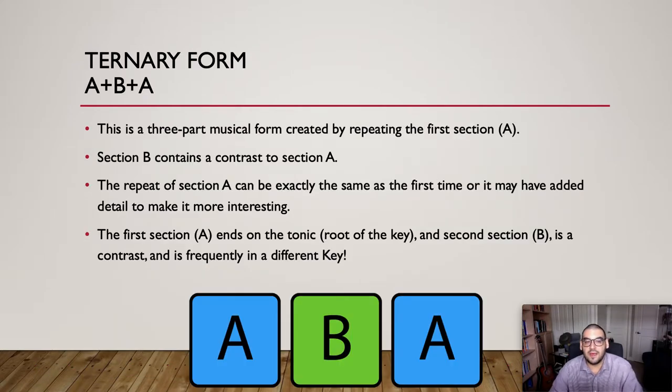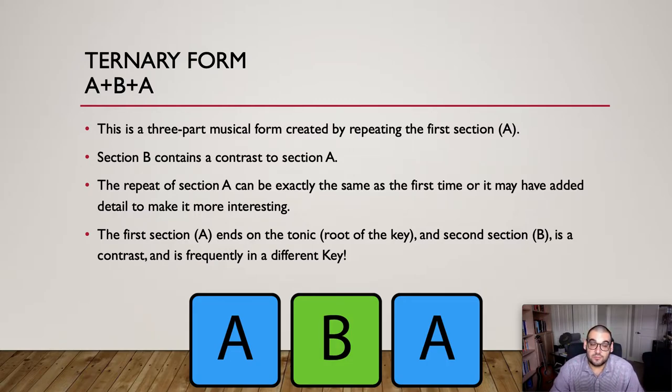All right, next up we have the ABA form, or ternary form. This is a three-part musical form created by repeating the first section, which is A. The second section, again, contrasts with, or is different in terms of musicality from, the first and last sections. Now, the repeat of section A, which happens at the end, can be exactly the same as the first, or it may have some added detail to make it more interesting, which is usually the case.